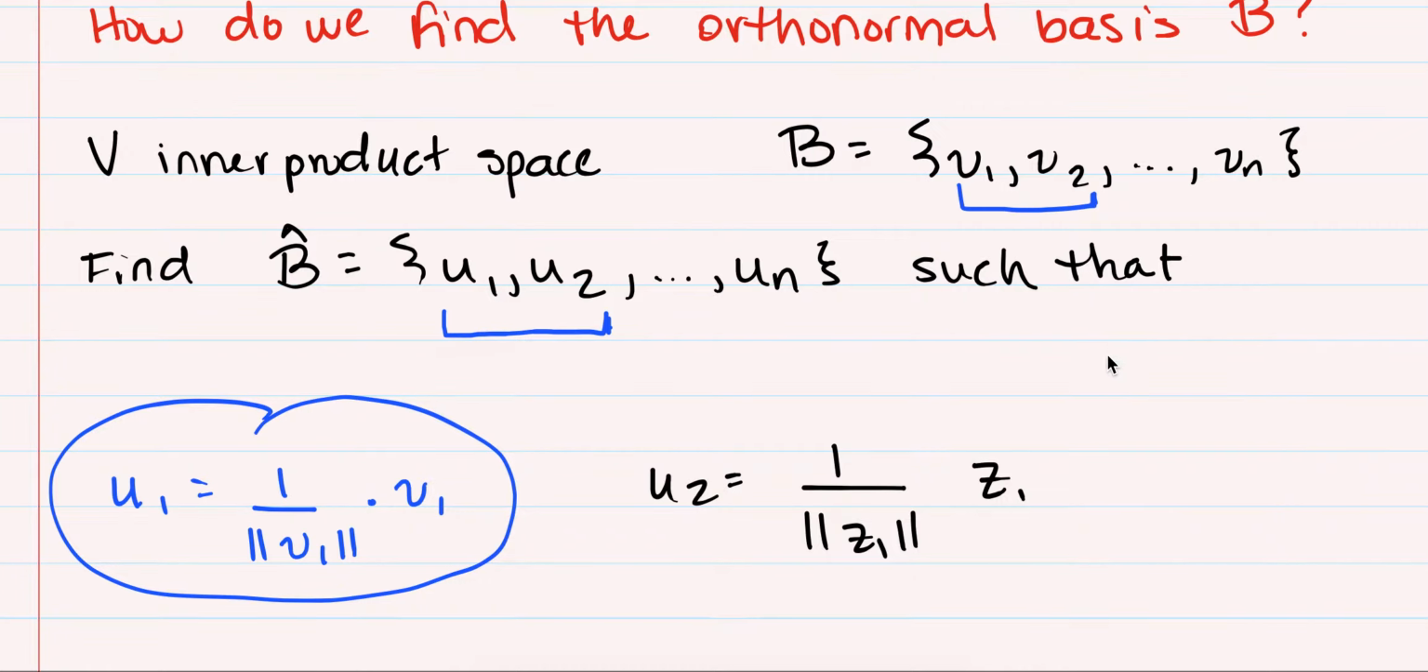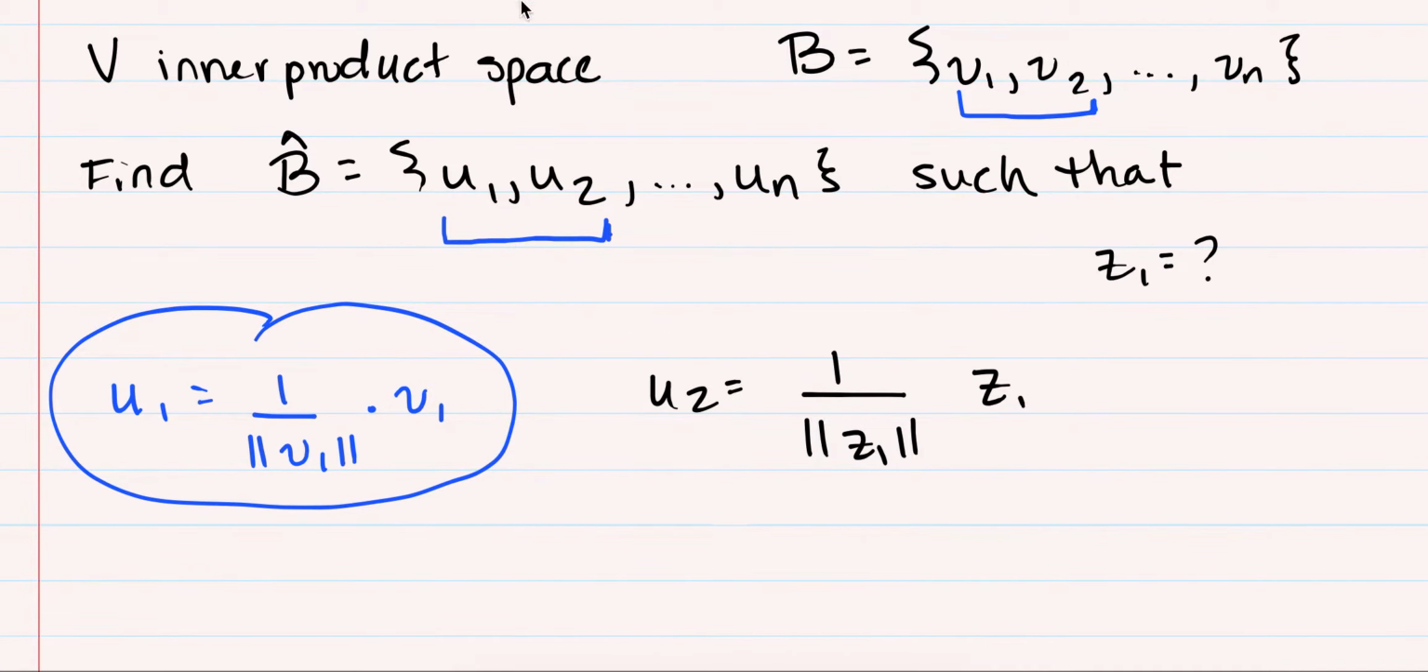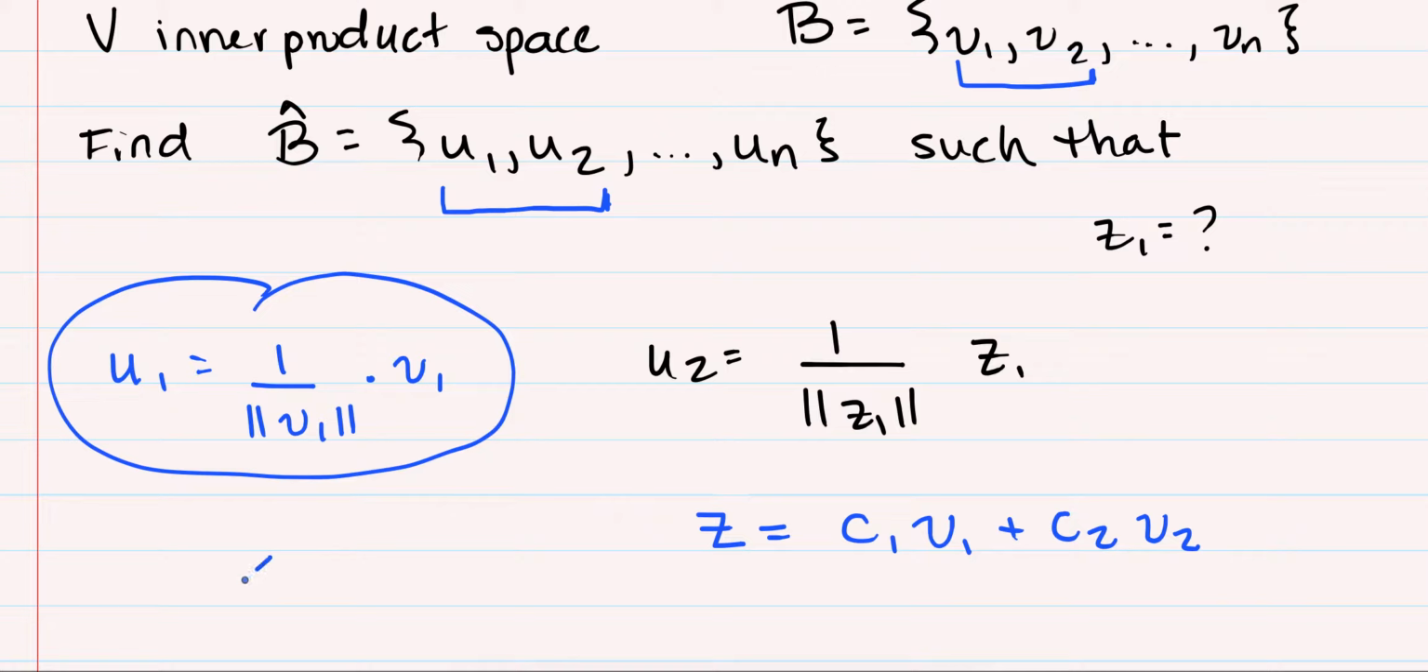So I need to figure out what this Z1 is. And I'm going to tell you what the Z1 is. So Z1 is a linear combination of V1 and V2. I'm going to call it Z for now, and then I'm going to rename it Z1, and you'll see why in just a second. So let's say we have this vector Z, and it's some linear combination of V1 and V2. So I want this vector Z, and I want to have that the inner product of U1 with Z is equal to 0, and then I want to divide Z by its length, and that's how I'm going to get U2.